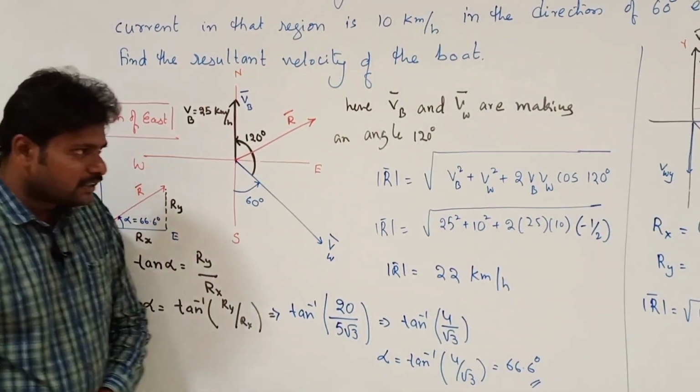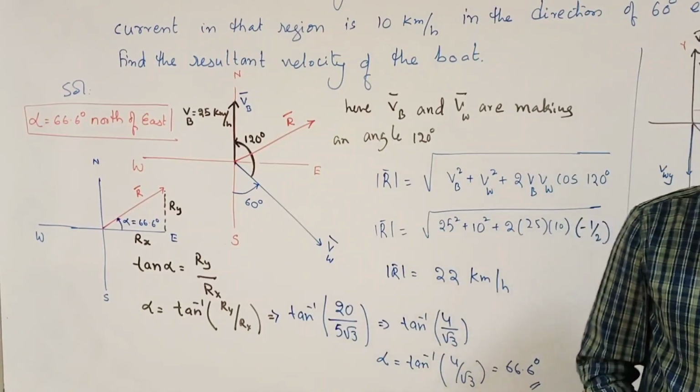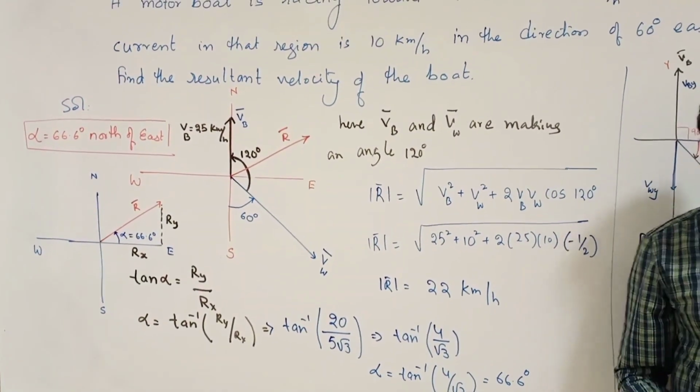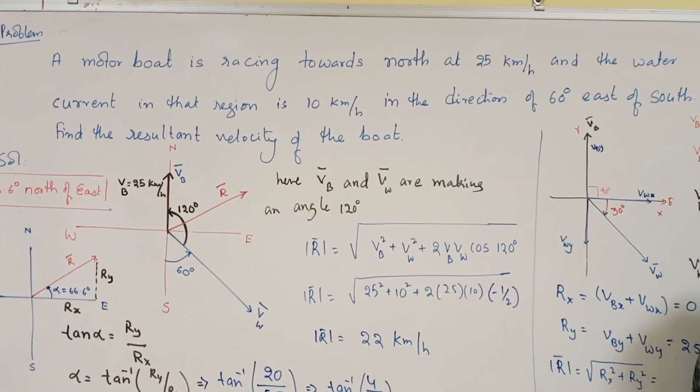In that way you can practice more problems and you will get a complete idea. This is only the first problem, where the river and swimmer can move and we find the resultant velocity. You can face and identify such problems. We will solve them one by one slowly.